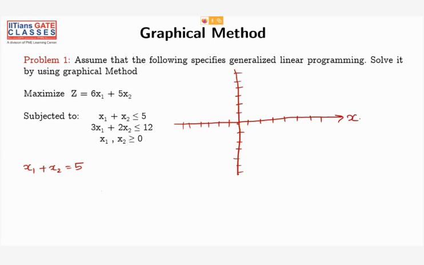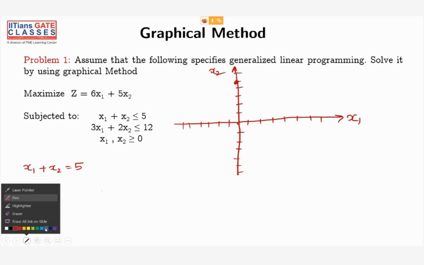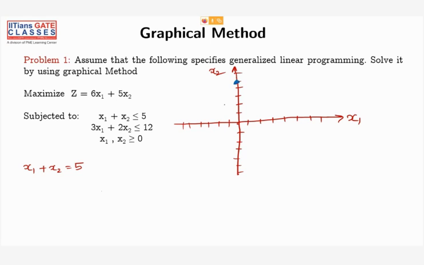I can take these two axes, one is x1, another is x2. If x1 is 0, x2 will be 5. If x2 is 0, x1 is 5. So that is 1, 2, 3, 4, 5. So this is your line. If you join a line like this, then what will happen?